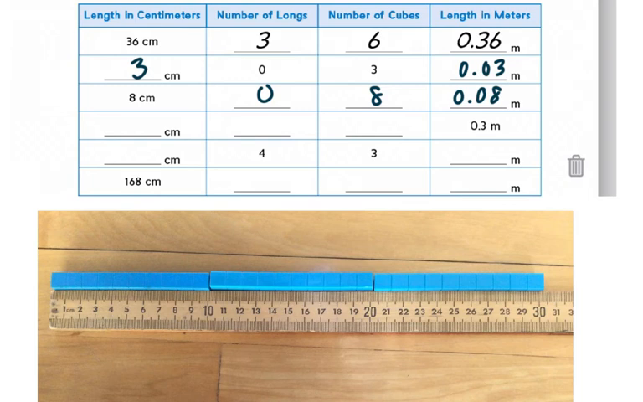The next one says 3/10 of a meter. So I'm looking on the far right here. And remember, the first place after the decimal is the longs. So the first thing it tells me is that there's 3 longs. So in the picture you can see I put down 3 longs. It equals 30 centimeters. I use 3 longs and 0 cubes. Go ahead and fill this in your math journal.